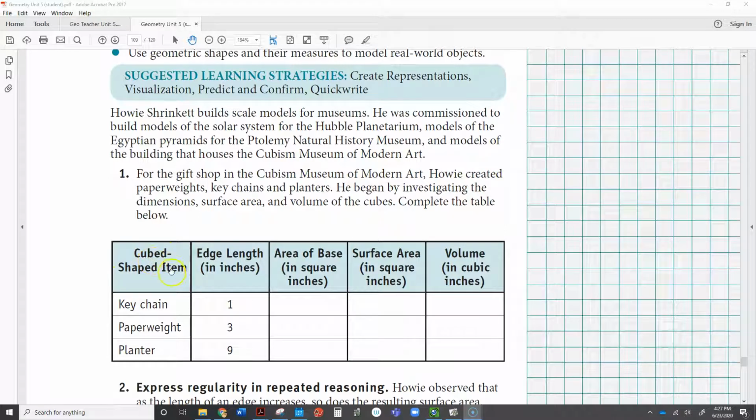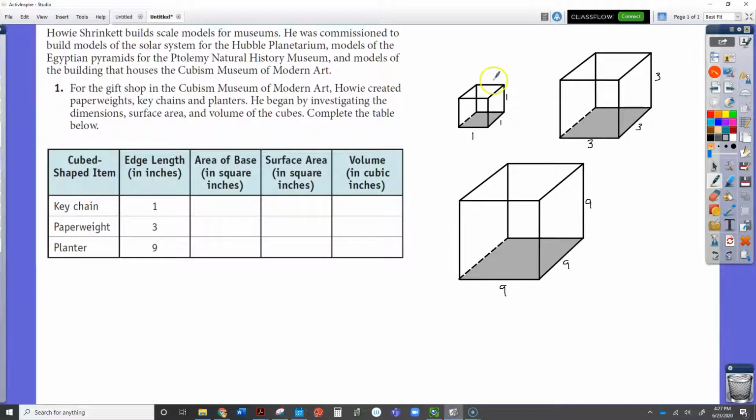He's got some cubes. They're in the shape for a keychain, a paperweight, and a planter. So they're different sizes, and they want us to fill out this chart right here and find the area, the surface area, and the volume. So I put these over here so that I could very prettily draw these cubes. I could not have done that with my pen on the other page. So we'll fill it in right here.